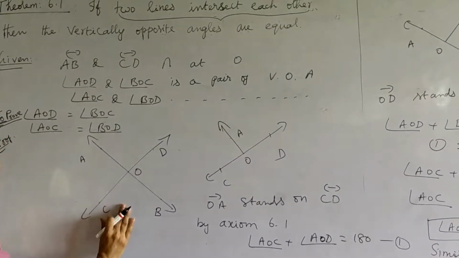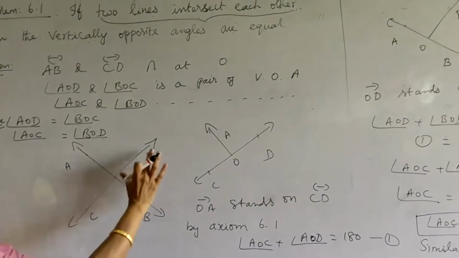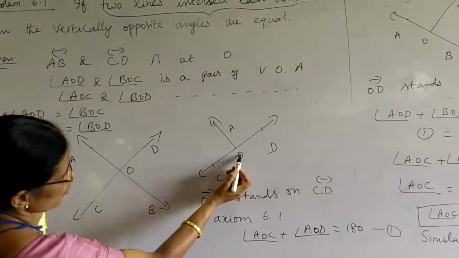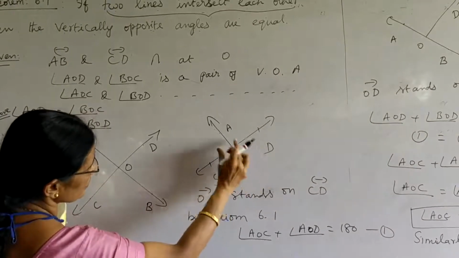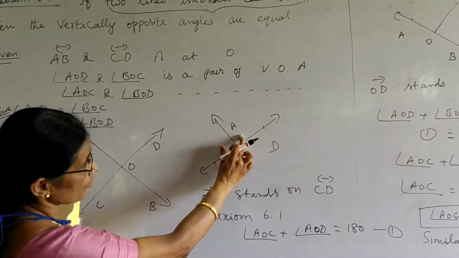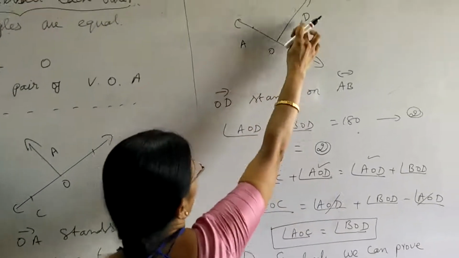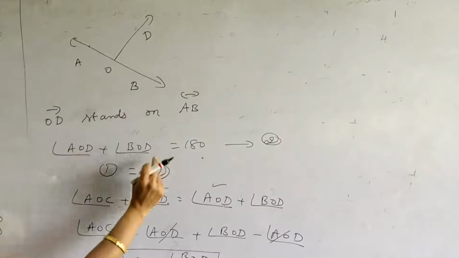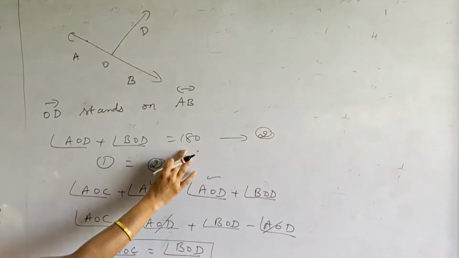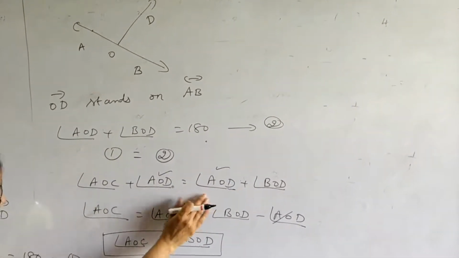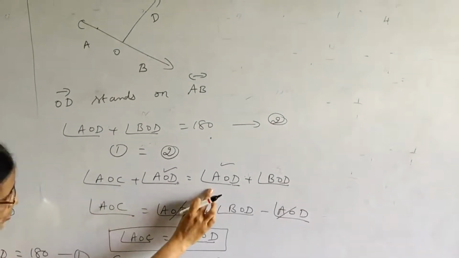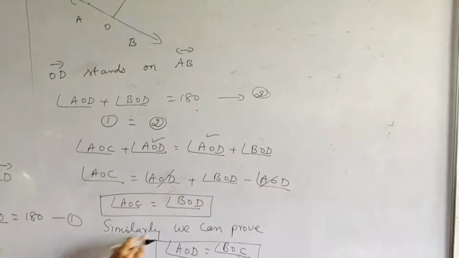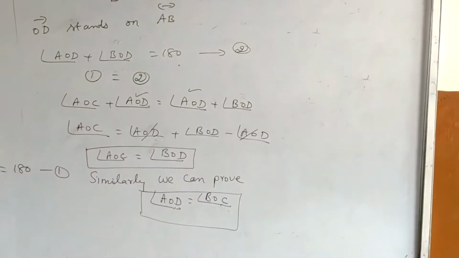Here we are using axiom 6.1. When a ray stands on a line, we know the sum of the adjacent angles is 180. Here OA is a ray standing on the line CD, so the sum of adjacent angles is 180. Similarly, ray OD stands on line AB, so the sum of adjacent angles is 180. You can see in both the equations the right hand sides are equal, therefore the left hand sides should be equal. Using the result and cancelling AOD, we get angle AOC equal to angle BOD. Similarly, we can prove the other result.